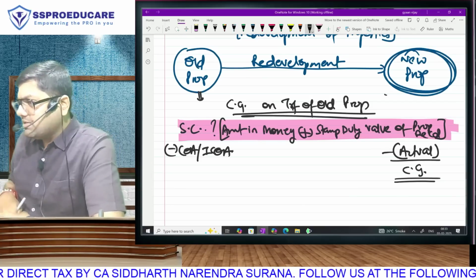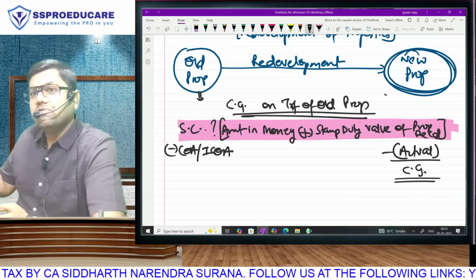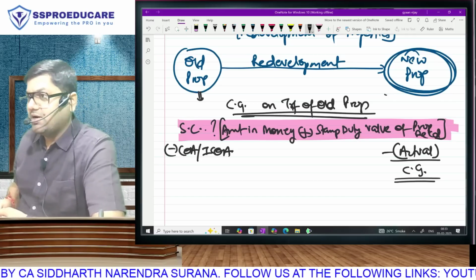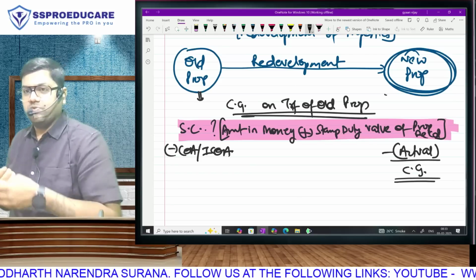Day by day, things are becoming expensive. Staff is becoming expensive, and Maharashtra is continuously increasing. Even now, they have a proposal. In March, maybe we will come to know. They have a proposal to again revise the stamp duty value. So, what is stamp duty value?